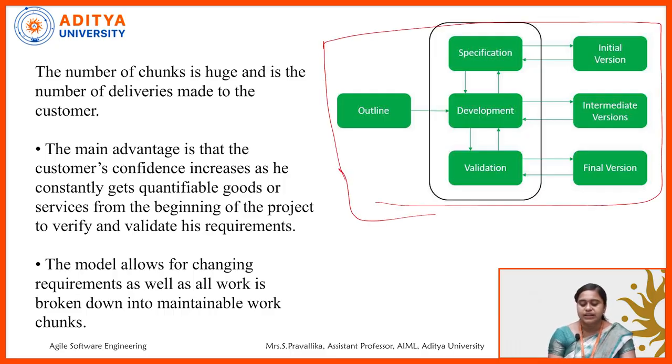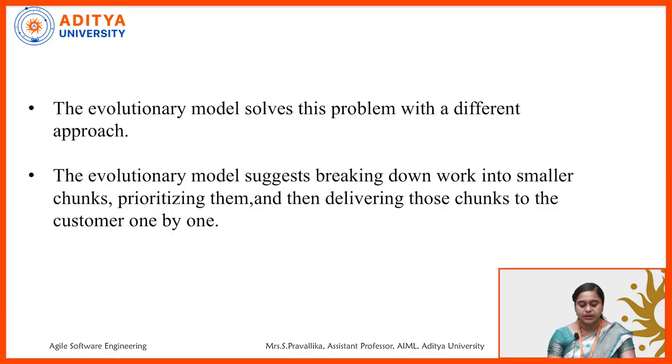Where we can see the outline, what we discussed is that we are going to have a prototype, and based on that prototype we are going to have the complete design. From the outline we are going to have the specification, which is nothing but the initial version. Then we move to development, where we get the intermediate version, and after complete validation we get the final version. So this is completely regarding the evolutionary model.